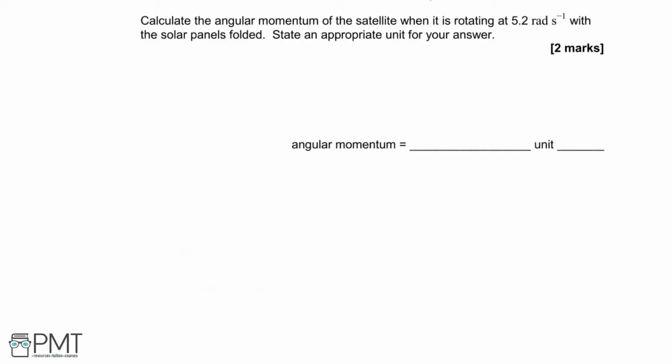Calculate the angular momentum of the satellite when it is rotating at 5.2 radians per second with the solar panels folded. State an appropriate unit for your answer. Let's first of all write down that 5.2 as the angular speed or angular velocity, which we use the symbol omega for. Now to calculate angular momentum, which we use the letter L, we're going to multiply the angular mass, which we call the moment of inertia, by the angular velocity. So we should end up with I multiplied by omega.